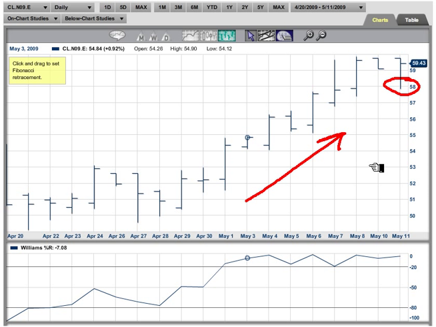Hey, this is Adam Hewison showing you how to use intraday charts to get in the market at low risk entry points.